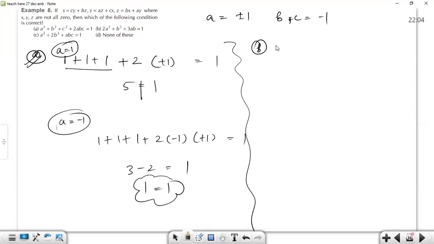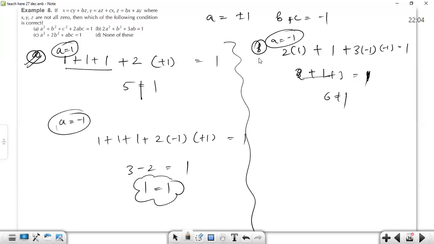Now let's check with option B. 2 into a square is 1, b square is 1, plus 3 into a, which is minus of 1, which we are considering first now, into b. b is minus of 1, is equal to 1. 2 plus 1 plus 3 should become 1, which is not going to happen. 6 is not 1. So option B is eliminated. Even if we take plus of 1 here, then this will become 2 plus 1, 3 minus 3, which is 0, and 0 is not equal to 1. That's why option B is eliminated.